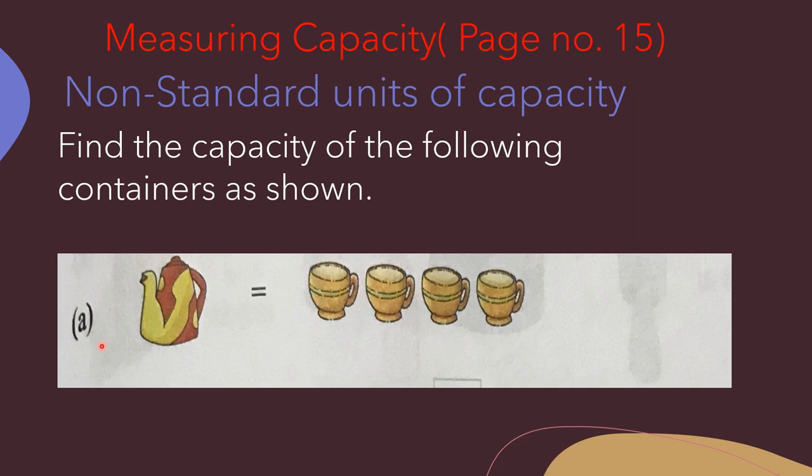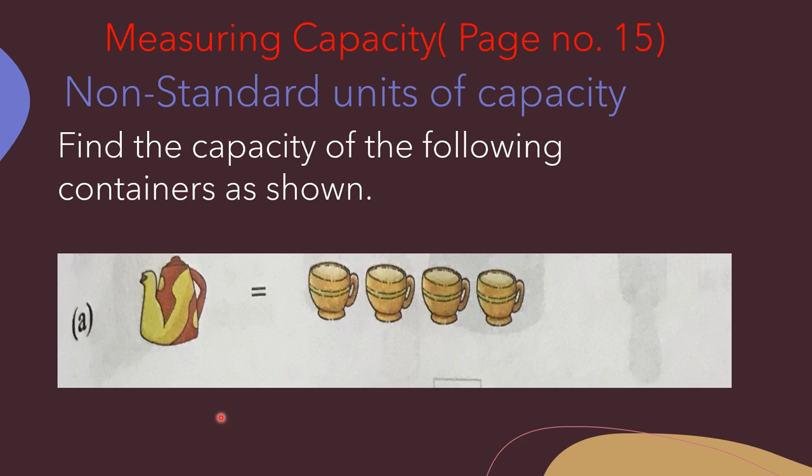Here in A part, this kettle is given and this kettle is equal to these cups. Okay, meaning the capacity of this kettle, that is, however much tea or coffee can fit in this kettle, when we pour it, it will be equal to these cups. Okay, so how many cups are there? 1 2 3 4. So here the capacity of one kettle is equal to 4 cups.